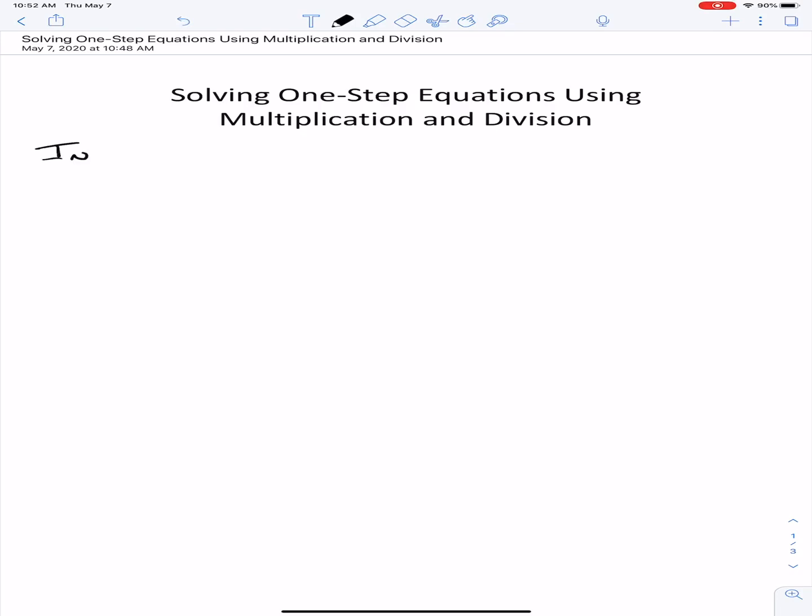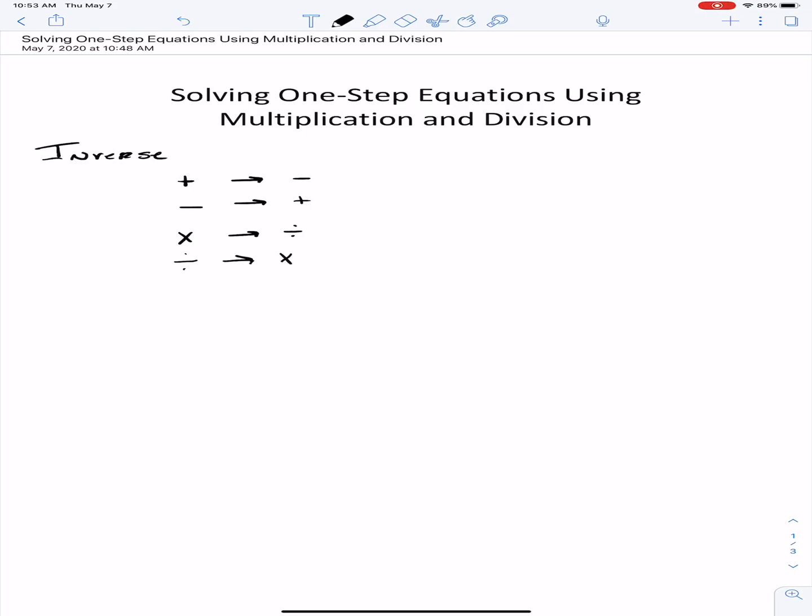In an earlier video, we talked about inverse properties. So we said that the inverse property of addition is subtraction, and the inverse property of subtraction is addition. So today we're going to talk about the inverse properties of multiplication and division. So the inverse property of multiplication, of course, is division, and the inverse property of division is multiplication.